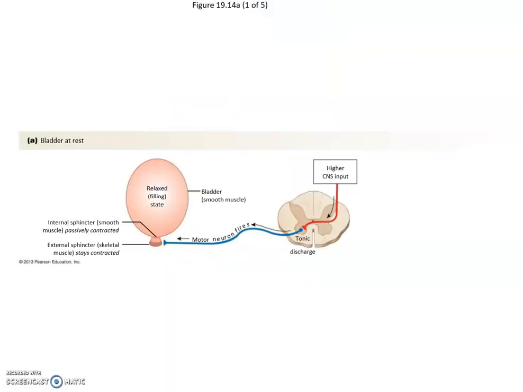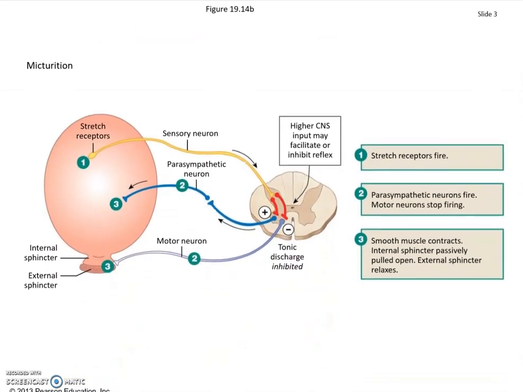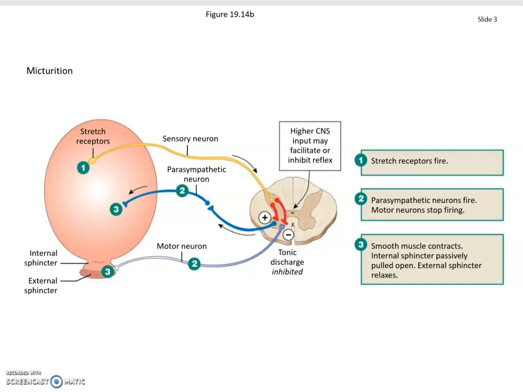Here at the end, the elimination of urine from your body is called micturition. At rest, the external sphincter of the bladder is contracted and no urine is leaving your body. And when the bladder fills up, then this mechanism sets in. The stretch receptors will fire, and then the parasympathetic neurons fire. So there will be this input towards the smooth muscle, and then the smooth muscle contracts, and the urine will be released from your body.